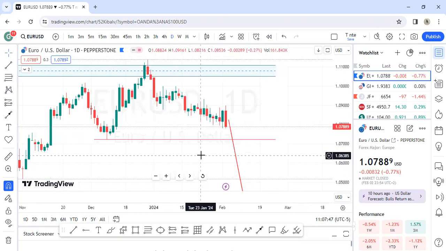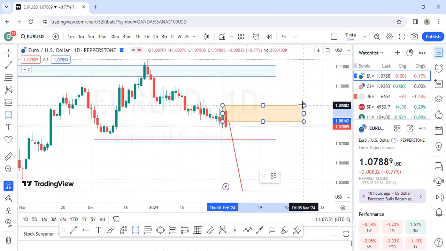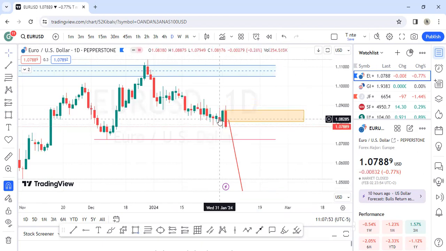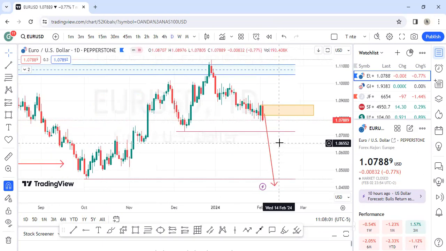So just keep an eye on it. Then we can see that we have printed a bearish order block here as well. So watch this bearish order block. Market has closed below it. Market will likely tap into it and then drop off for this low. So that'll be where I'm targeting for the week and the month of February.